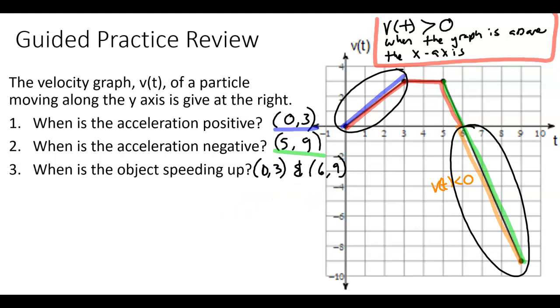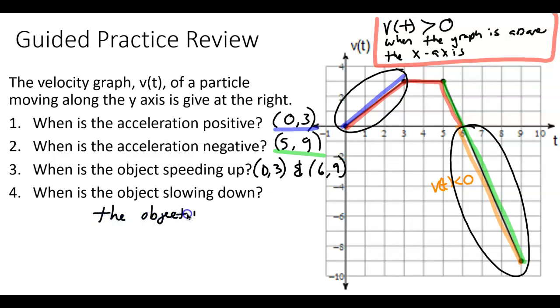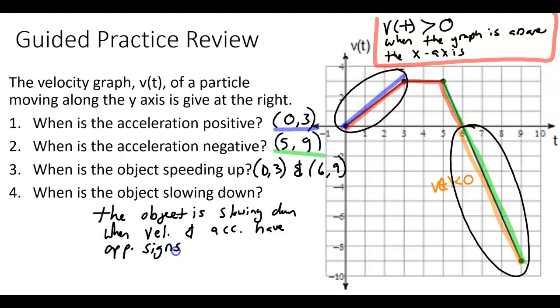Okay, all right, let's go ahead and move on to our next one here. When are they slowing down? Well, the object is slowing down when velocity and acceleration have opposite signs. Where does that happen? Right here is the only place that happens.